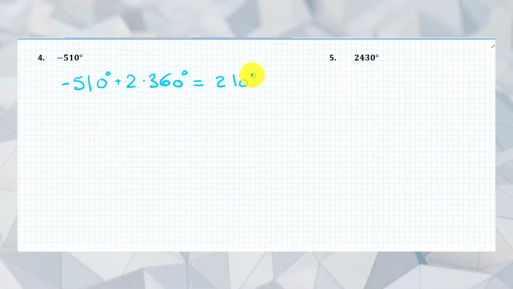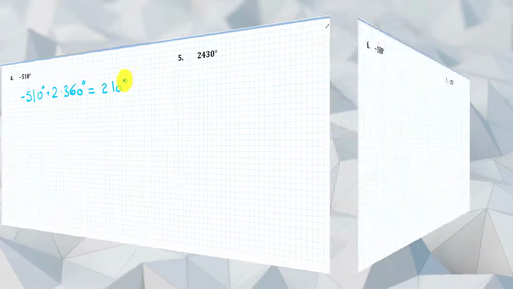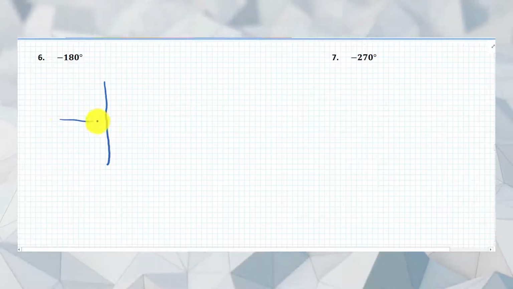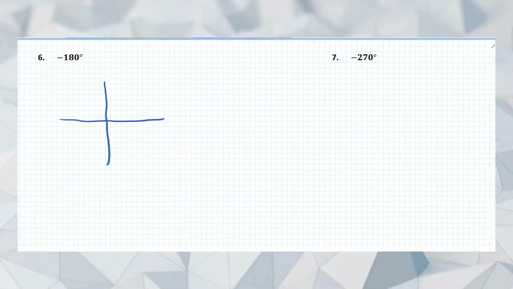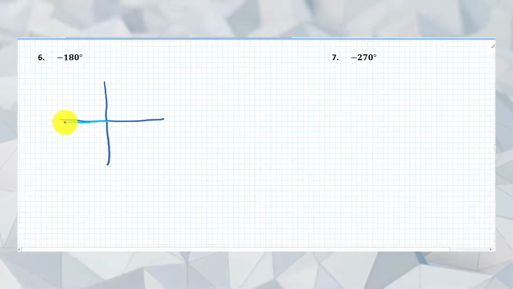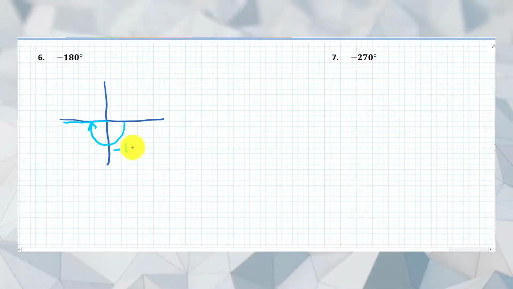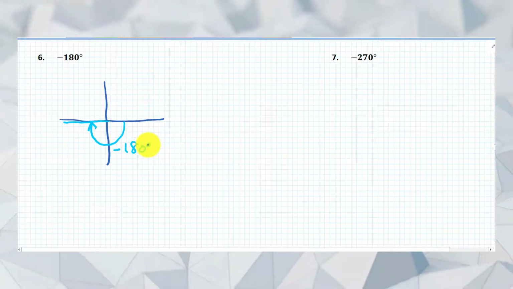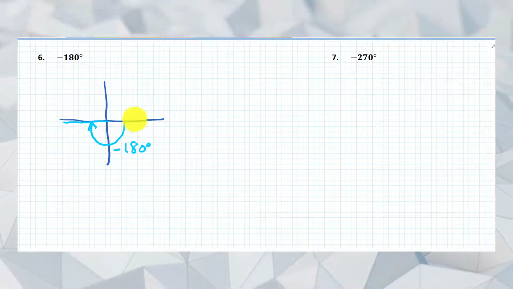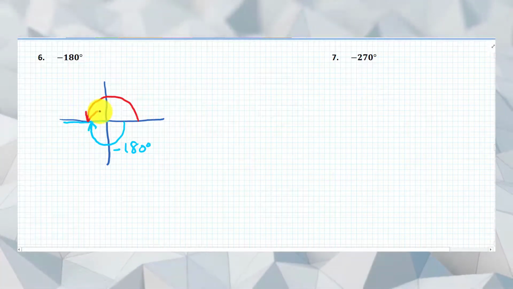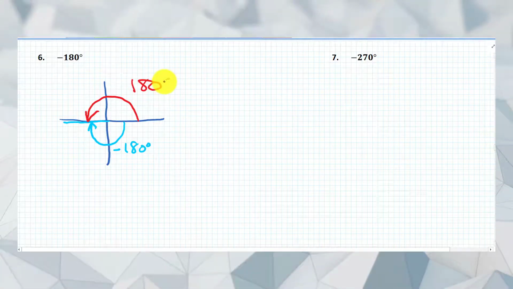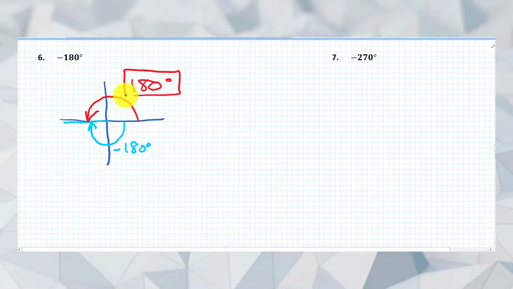I'm going to leave you 5. Let me go over the last 2 examples. Well, number 6 is pretty simple, right? How did I come up with negative 180 degrees? Well, I started on the initial side and I did half a revolution clockwise. That's why the angle is negative. What do you want? You want this measure right here. That is just going to be 180 degrees. That's the angle I was looking for.